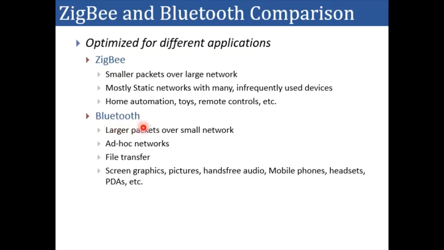While in case of Bluetooth, it contains large packet data transmission over a small network. It creates ad hoc networks, mostly being utilized in file transfer. So here the applications are like screen graphics, pictures, hands-free audio, mobile phones, handsets, PDAs, etc. The major difference between the Zigbee and Bluetooth configurations is Bluetooth only supports the star topology, while Zigbee supports star, cluster as well as mesh topology.